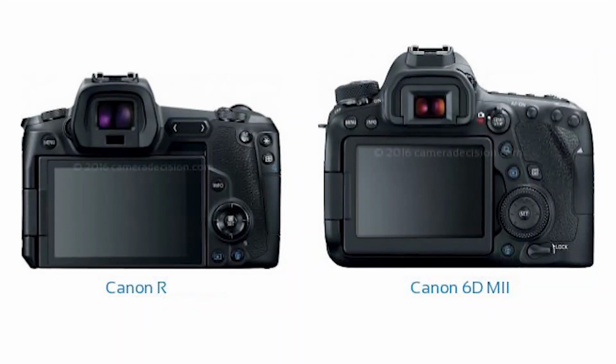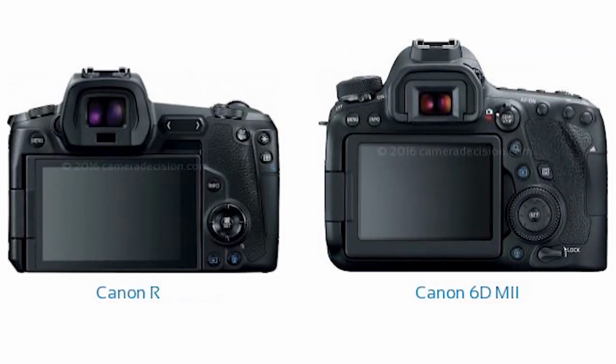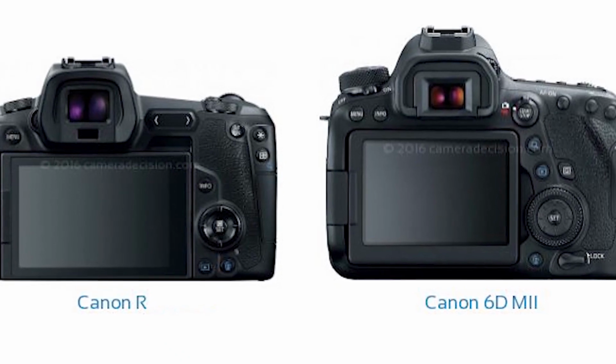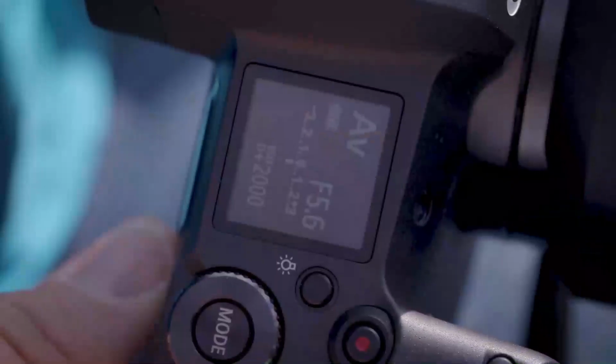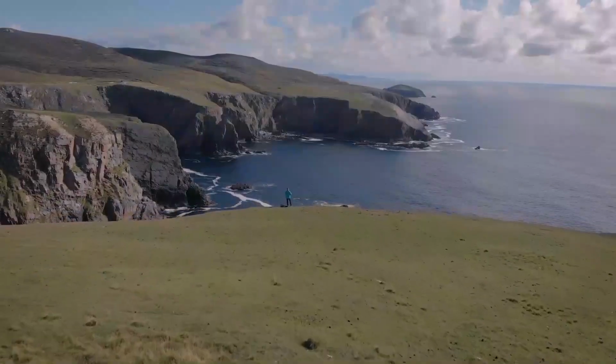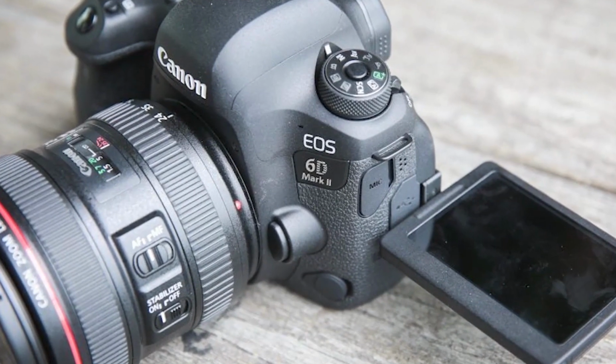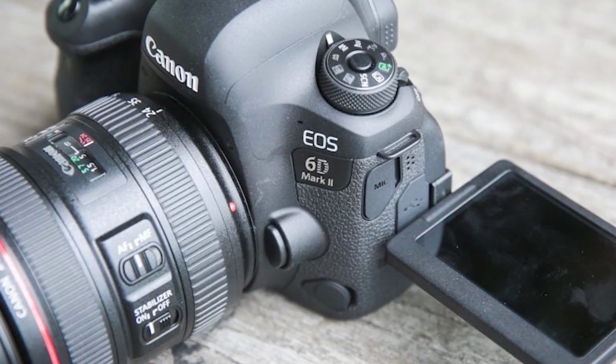Both the Canon EOS-R and the 6D Mark II have electronic viewfinders, which allow you to see exactly what you're shooting in real time. However, the viewfinder on the EOS-R is larger and has a higher resolution of 3.69 million dots, which makes it easier to see fine details.